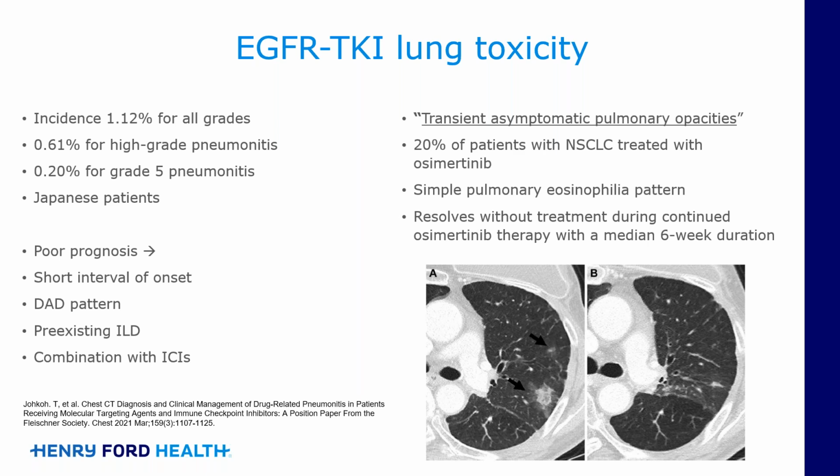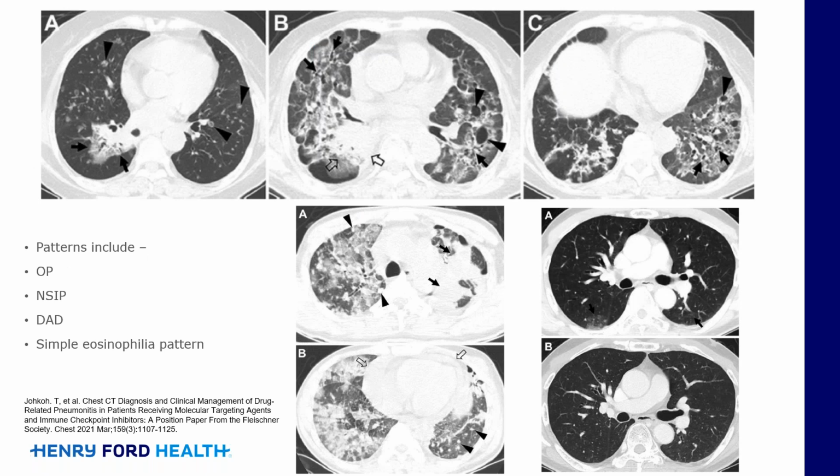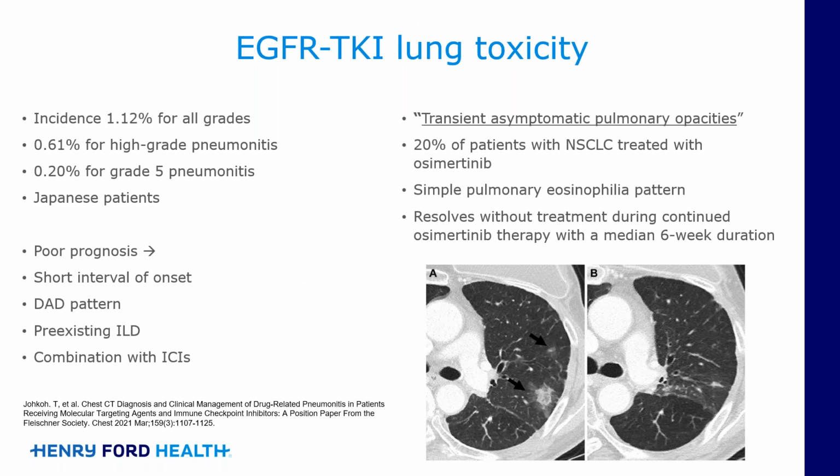The factors that are associated with poor prognosis are the presence of a diffuse alveolar damage pattern, and you can find multiple different patterns as we had described earlier. So we have the organized pneumonia pattern, the NSIP pattern, the diffuse alveolar damage pattern, and the simple eosinophilic pneumonia pattern. Another important pattern that is seen specifically with the 3rd generation EGFR TKI osimertinib is something called the transient asymptomatic pulmonary opacity. Because the patients are asymptomatic, we're talking of grade 1 disease.